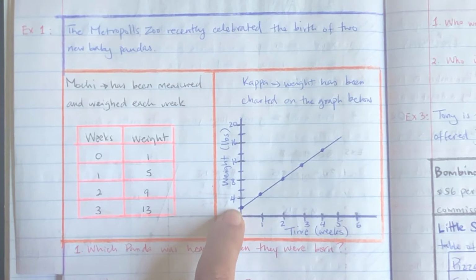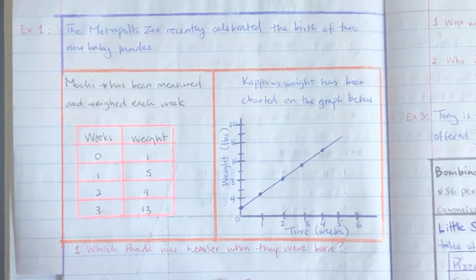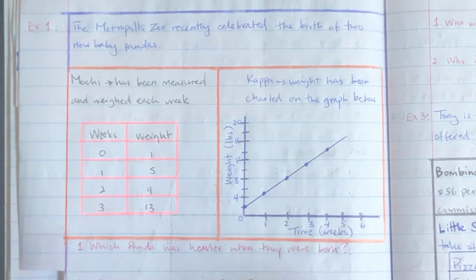So on 0, they are whatever they are. On 1, they are whatever they are. On 2, they are whatever they are. So please make sure that when you're copying this down, you're copying it exactly as it is.